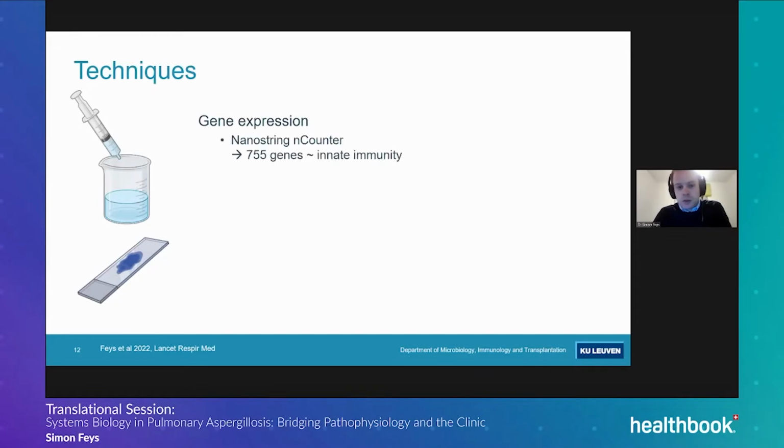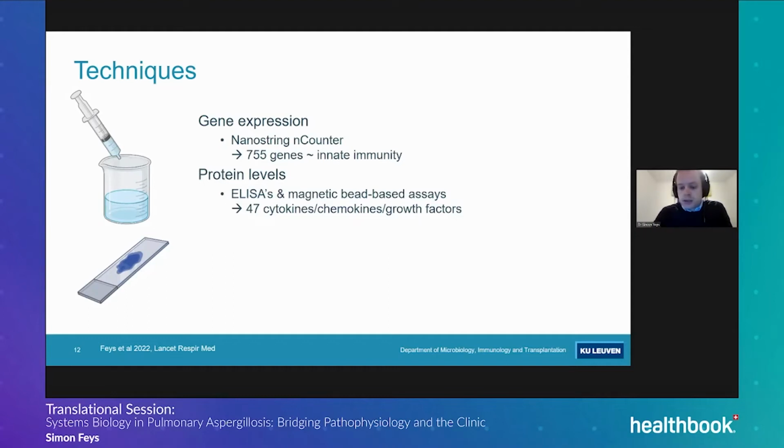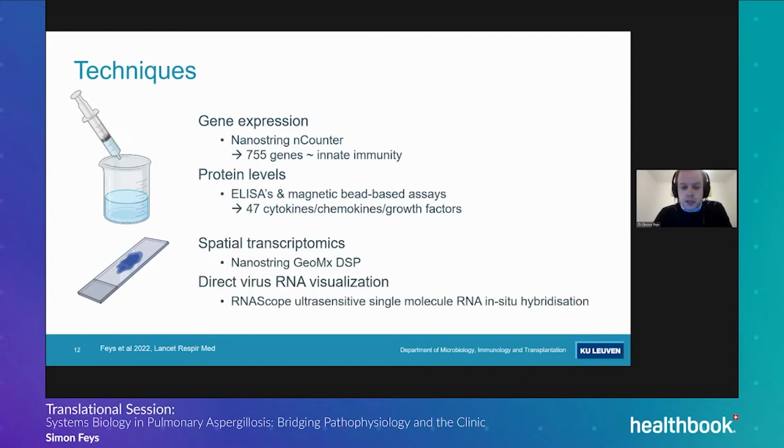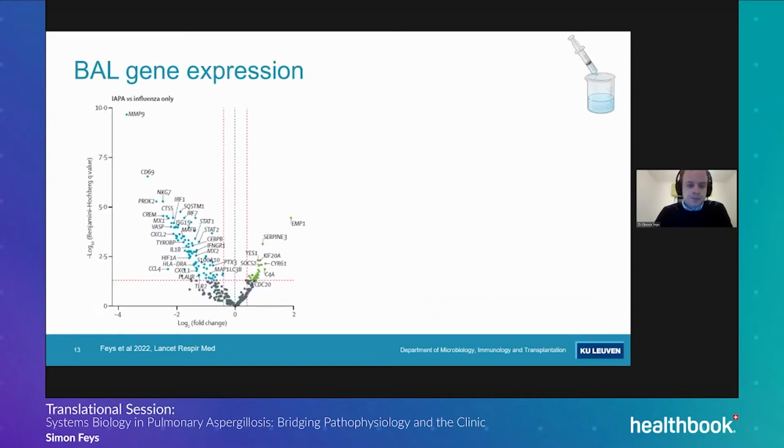We resorted to different techniques on these samples. In the BAL fluid, we went for gene expression of approximately 750 genes using NanoString nCounter technology, using a panel with genes linked to innate immunity. For the protein levels, we looked at 47 cytokines, chemokines, and growth factors, also linked to innate immunity. For the biopsy samples, we used spatial transcriptomics, and we directly visualized the viral RNA in these samples using RNAscope technology.